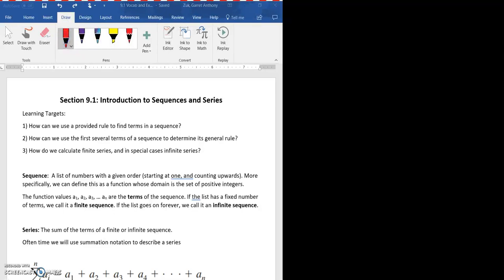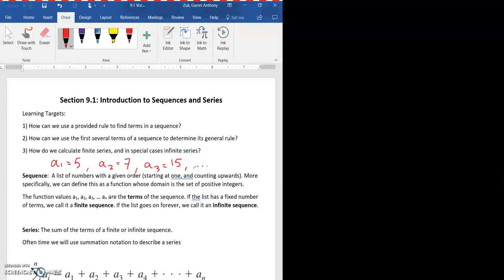So obviously the first topic is a sequence. A sequence is just a list of numbers with a given order. We're going to start at 1 and count upwards. So for instance, I might say that the first number in my list is 5. Now, we're going to use this notation with the lowercase a most of the time, and then what number it is in our list. And then maybe the second number in my list is a 7. Third number in my list is 15, maybe. So on and so forth.